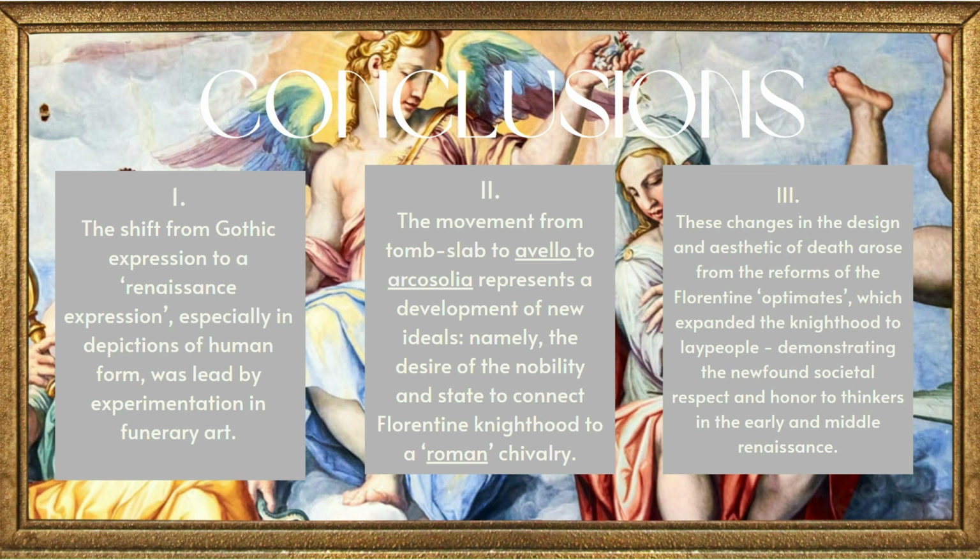So, main conclusions are these. Firstly, the shift from Gothic expression to a Renaissance expression, especially in depictions of human form, was led by experimentation in funerary art and its development. Secondly, the movement from tomb slab to Avello in Arca-Solia represents a development of new ideals, namely the desire of the nobility and state to connect Florentine knighthood to a Roman chivalry. And thirdly, these changes in the design and aesthetic of death arose from the reform of the Florentine optimates, which expanded the knighthood to lay people, demonstrating the new societal respect and honor to thinkers in the early and middle Renaissance.